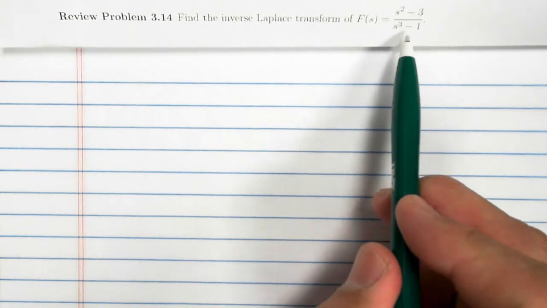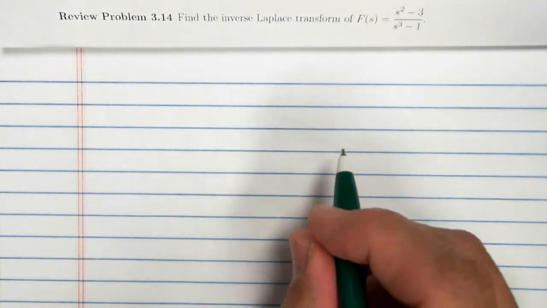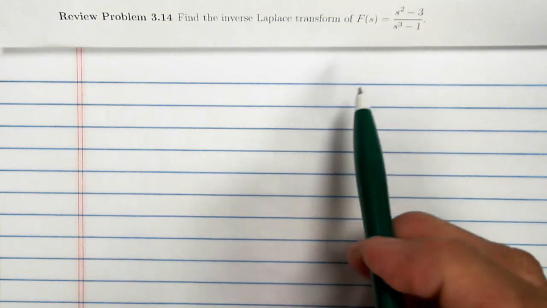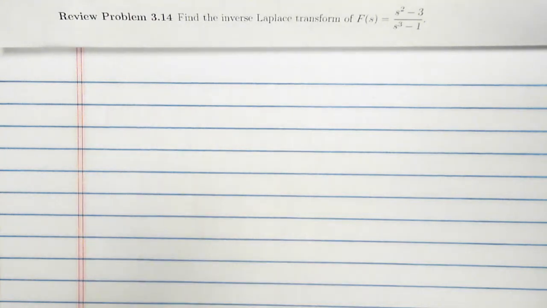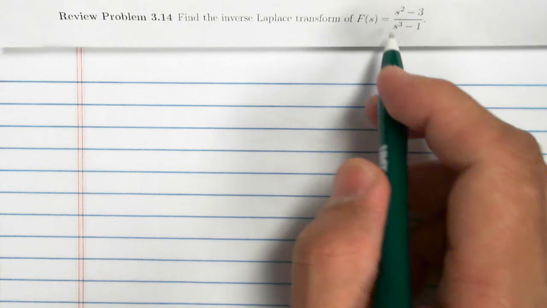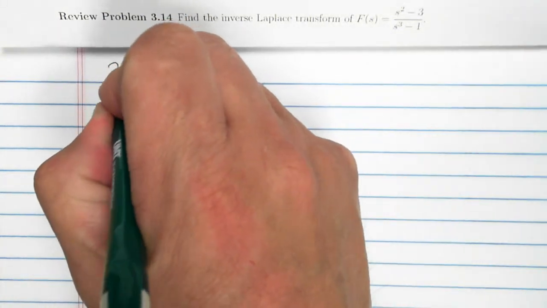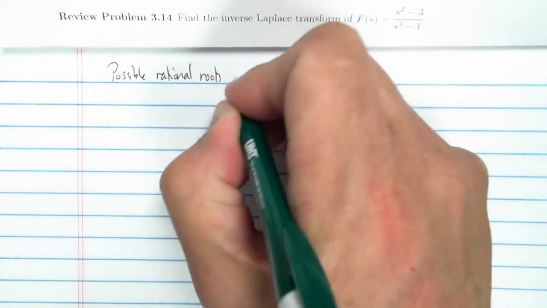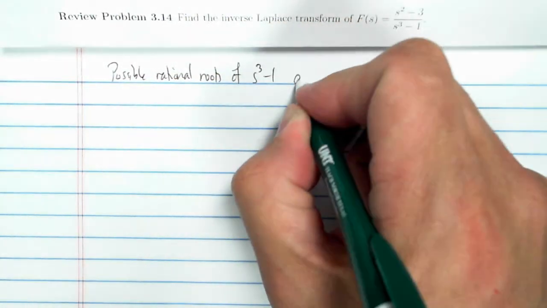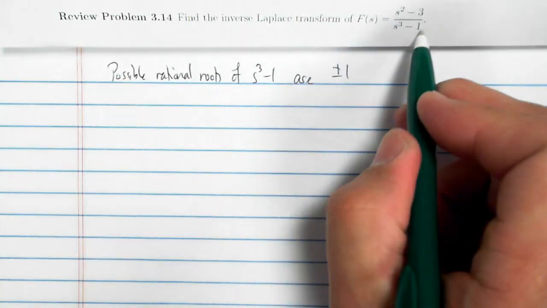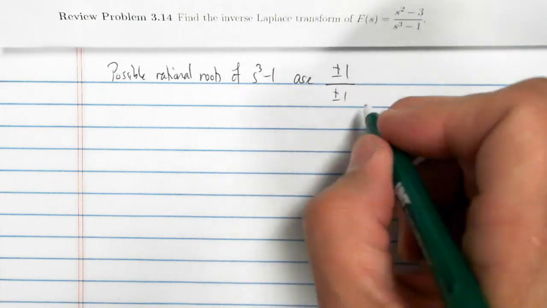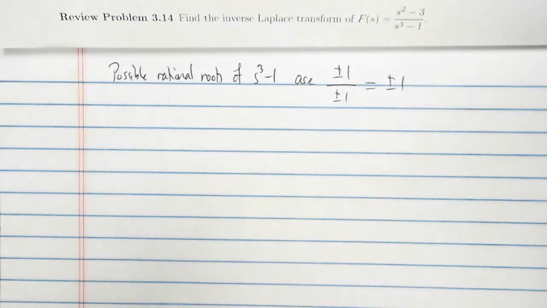Now the bottom, s cubed minus 1, is actually the difference of two cubes. You might have memorized from a previous class the formula for the difference of two cubes. If not, then this can be found by using synthetic division. So the possible rational roots of the bottom, s cubed minus 1, are going to be plus or minus 1, things that go into the constant term, negative 1, divided by things that go into the leading coefficient, which is also 1, so plus or minus 1.